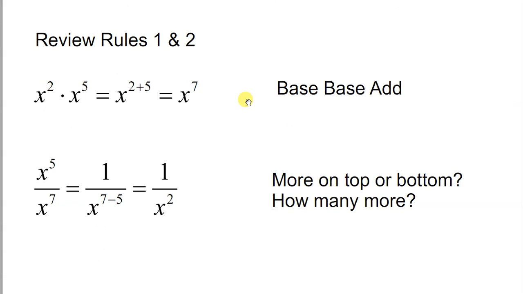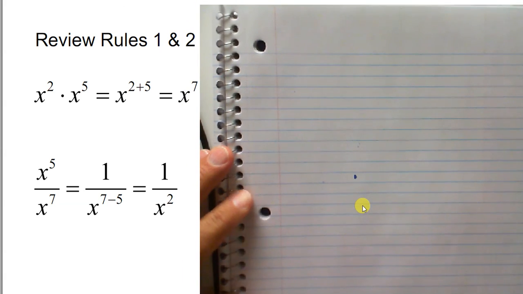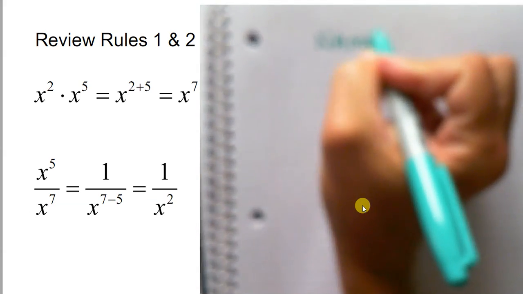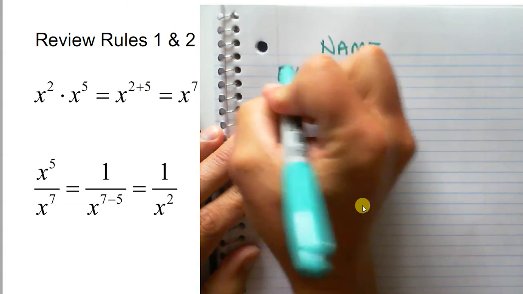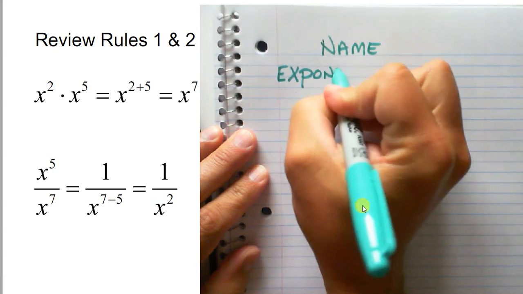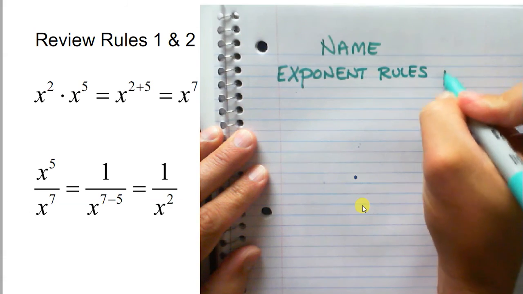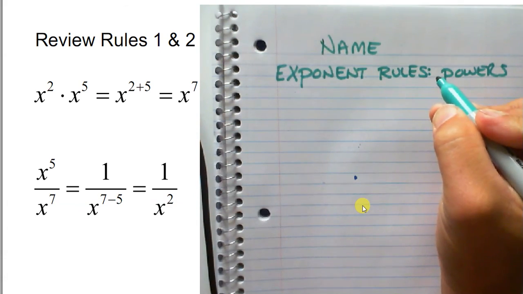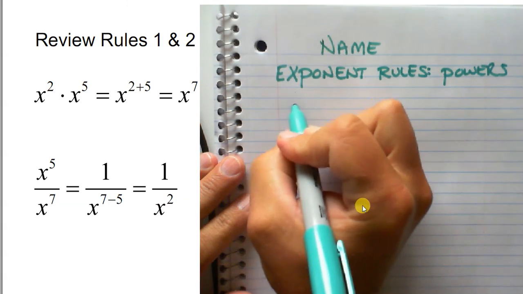So we have two rules that we already know. So we're going to do a little review. Let's get going with our notes here, though. So name, and our title is Exponent Rules Powers. And we'll start with a review.